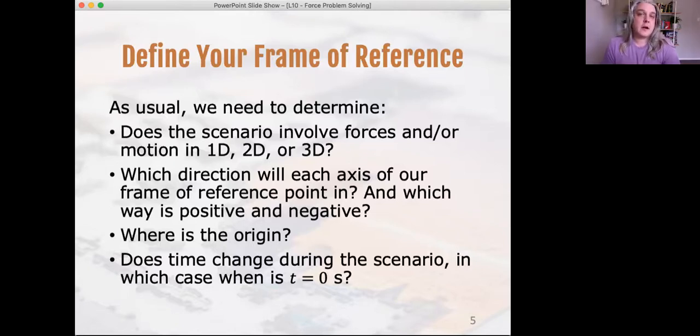And is there time involved in your scenario? If there is motion, there is usually time involved. If it's a static system, so if something is not moving at all, time is not usually relevant. But if there is motion and thus time, then you'll want to set your time origin as well. That is officially part of your frame of reference, but sometimes we don't need to worry about time, so I just put it in there as a separate point. Think about when the stopwatch is starting, this theoretical stopwatch that's observing this system, when is it starting?